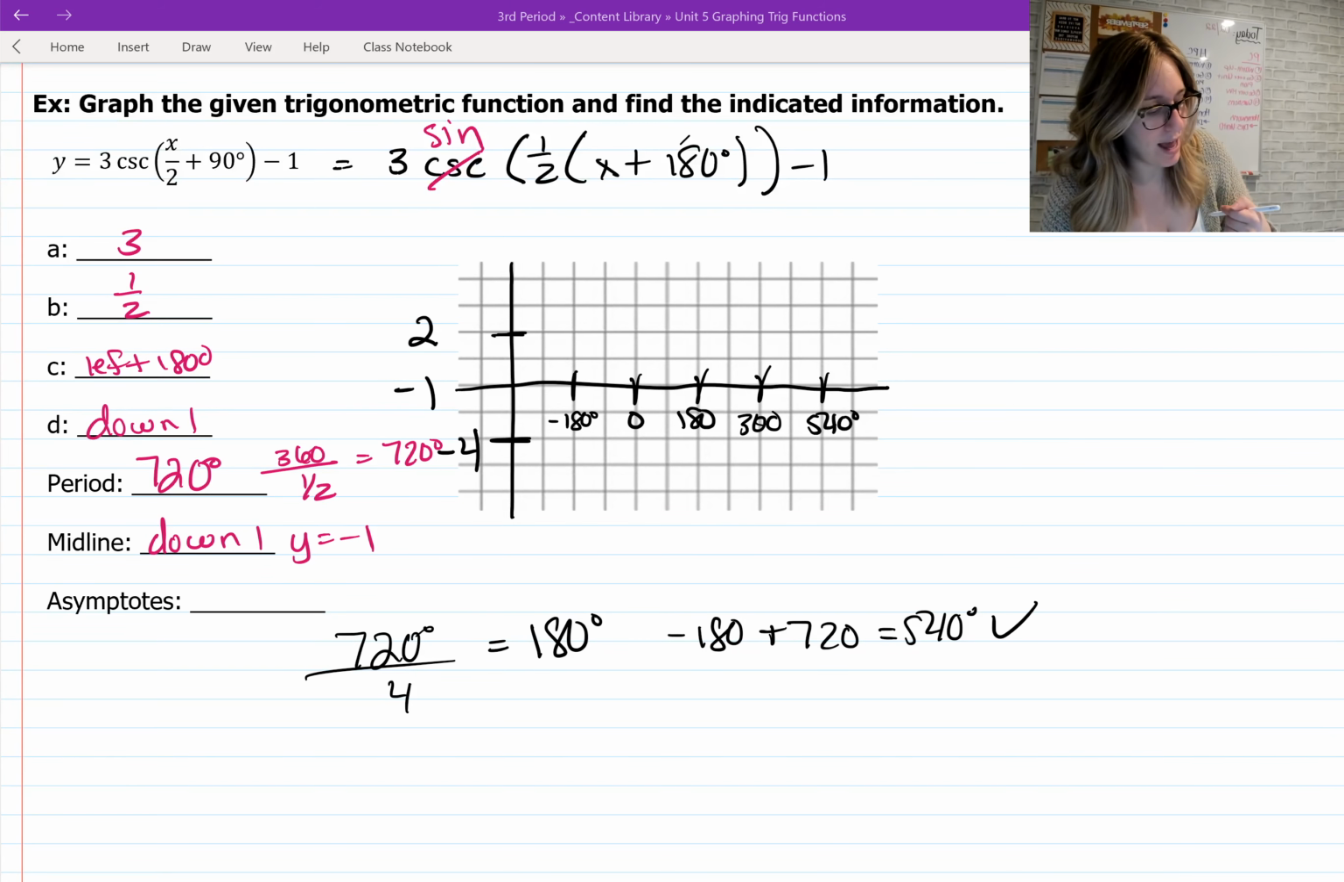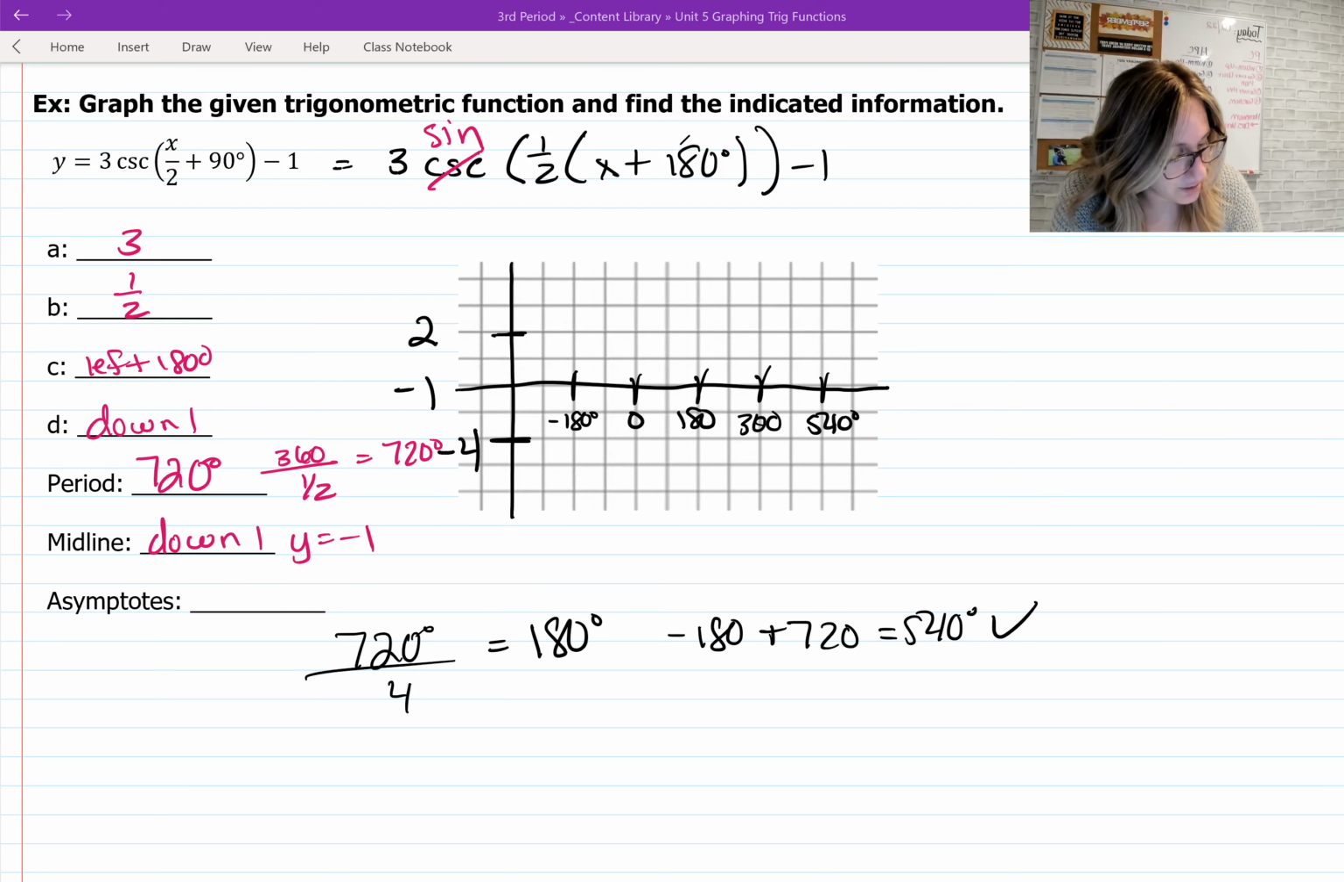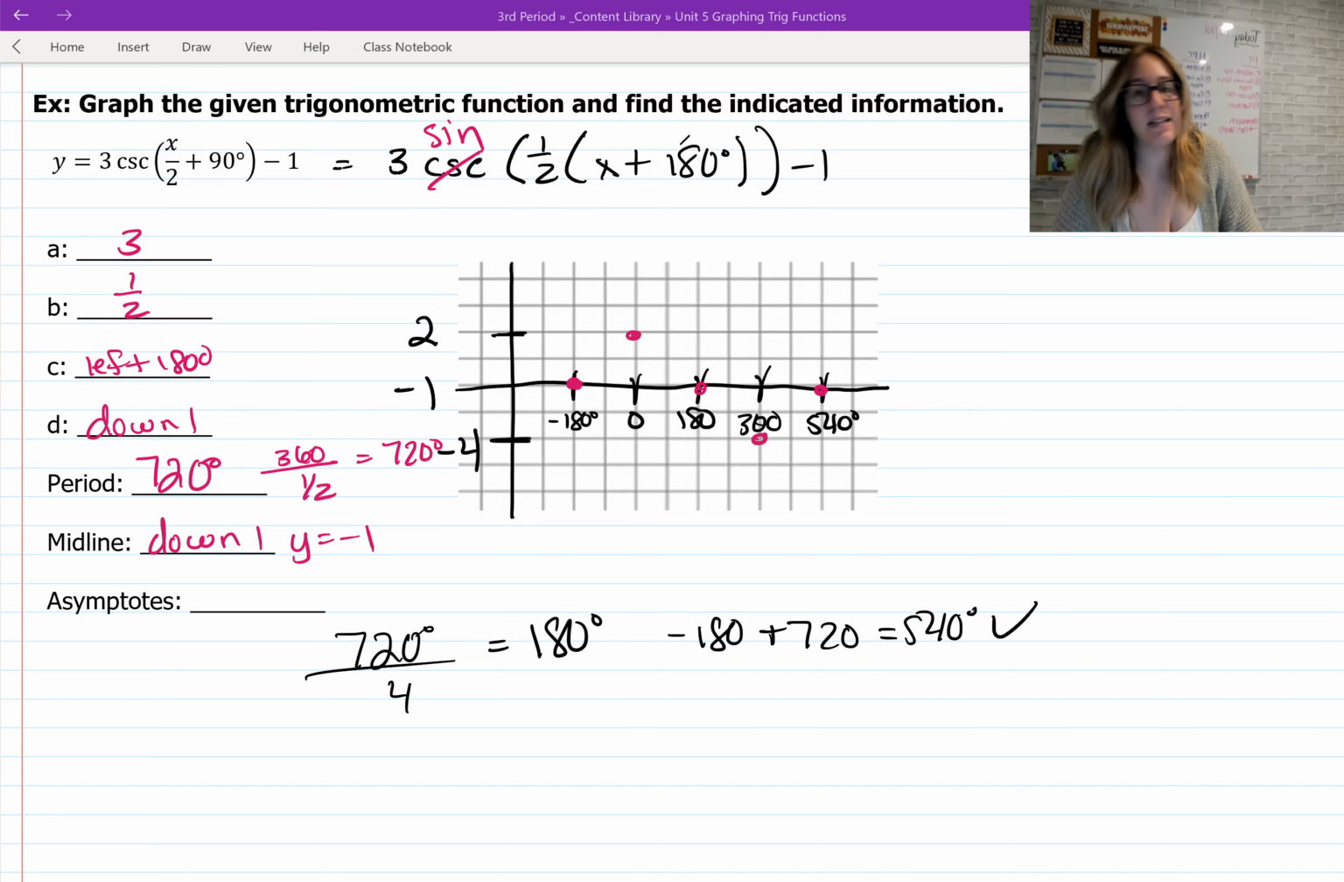All right, so now I'm going to go ahead and graph this as a sine function. I know sine starts at 0. So sine's at 0 and then up, back to 0, down, and then back to 0. All right, and then I connect my dots. All right, and that's going to give you my beautiful sine function.